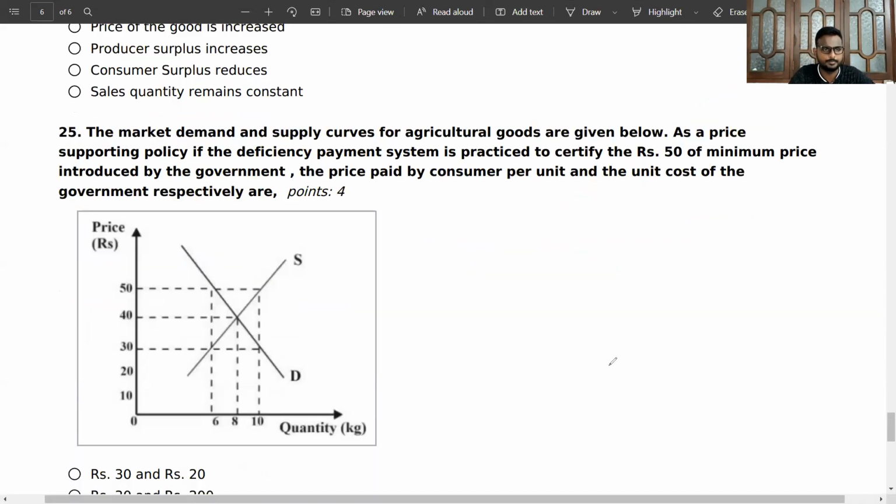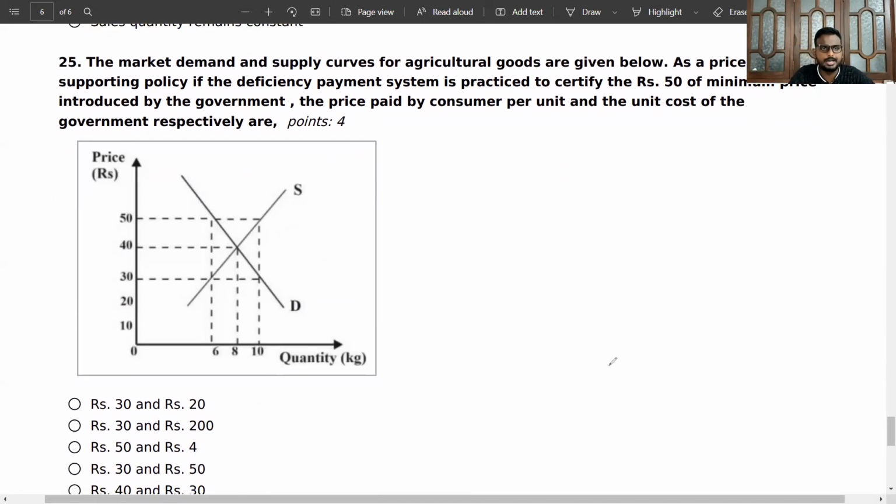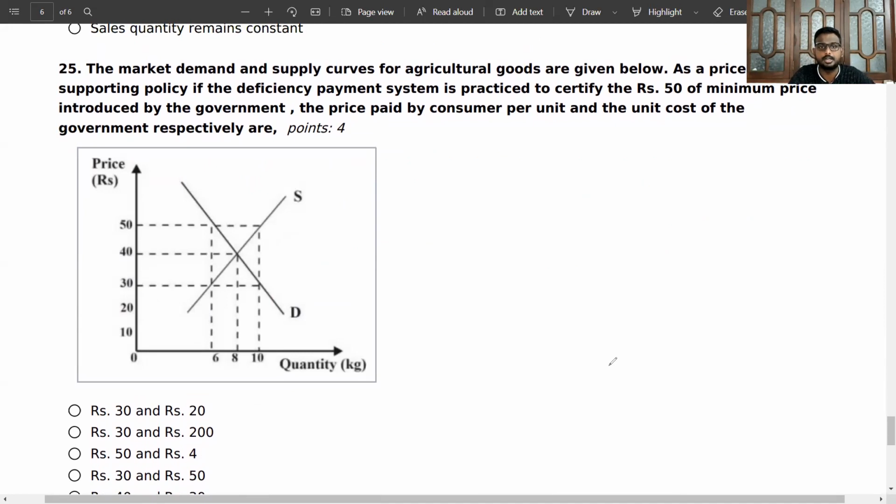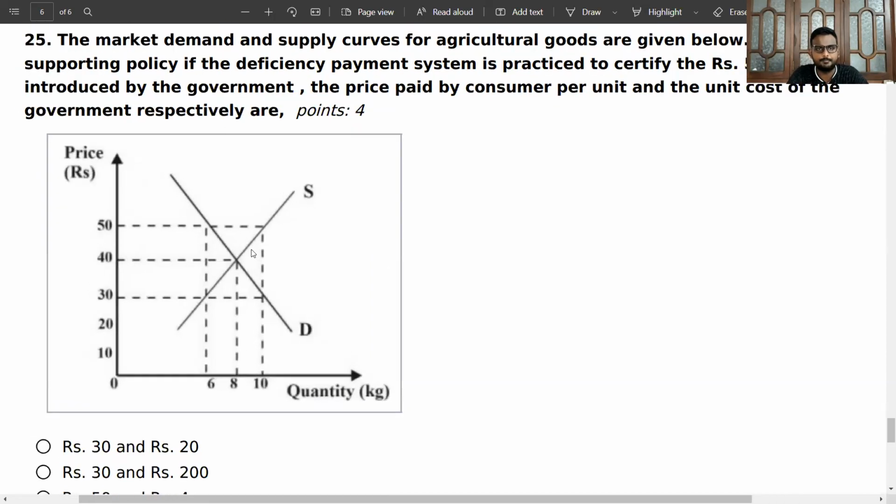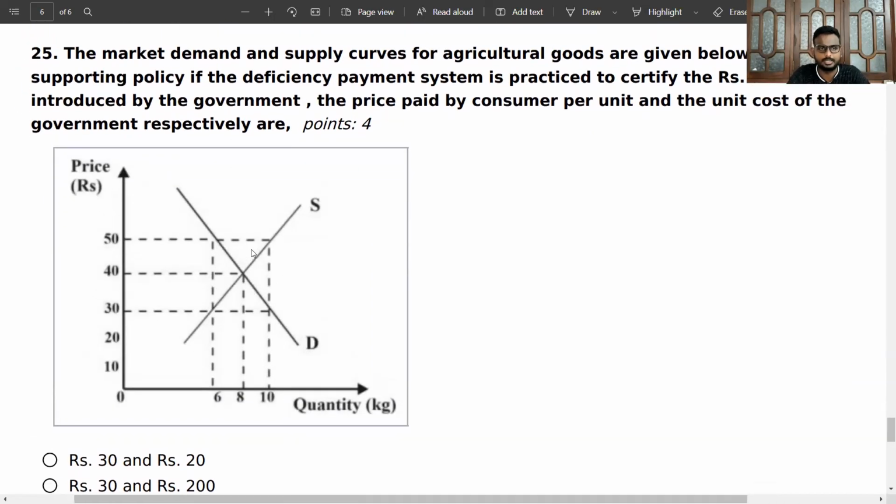Price will get reduced. Last question of this paper: the market demand and supply curves for agricultural goods are given below. As a price supporting policy, if deficiency payment system is practiced to certify the 50 rupee of minimum price introduced by the government, the price paid by the consumer per unit and the unit cost of the government respectively are. Okay, now I'll explain to you what is this deficiency payment scheme, minimum price and everything.